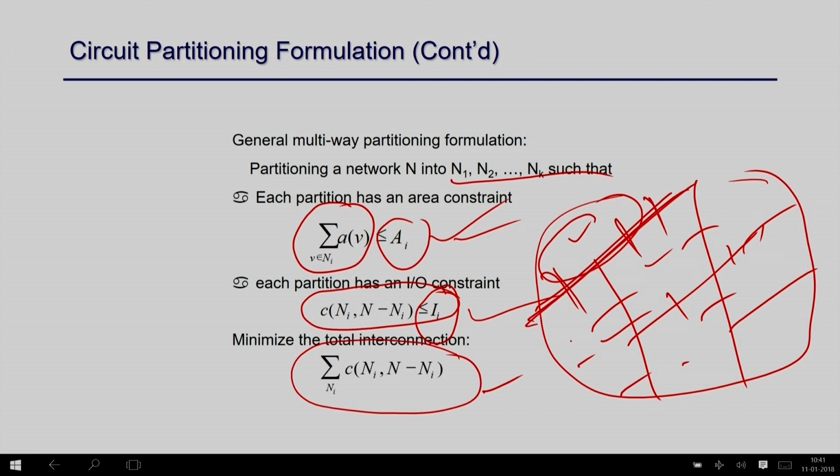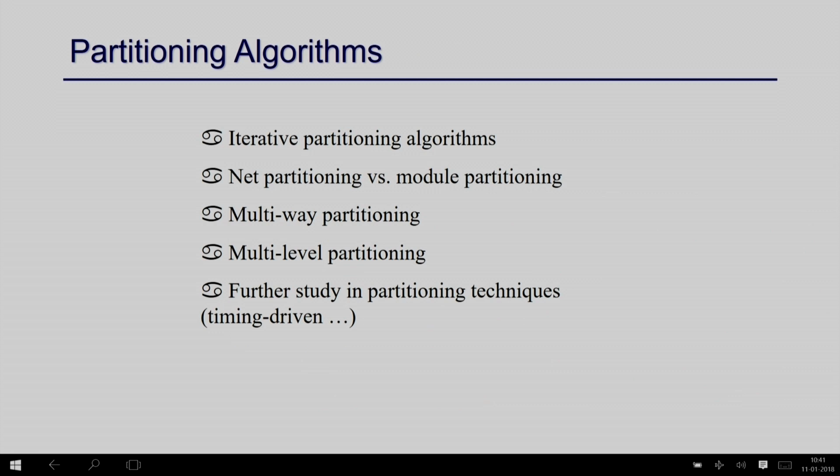So, this is what is called the general circuit partitioning formulation. In partitioning, as I mentioned, this is an NP-complete problem. We can have various kinds of approaches. It can be iterative, where you try to do one partition at a time and then move on, or it can be module partitioning versus net partitioning, or multi-way partitioning, multi-level partitioning, or timing domain partitioning, and so on.